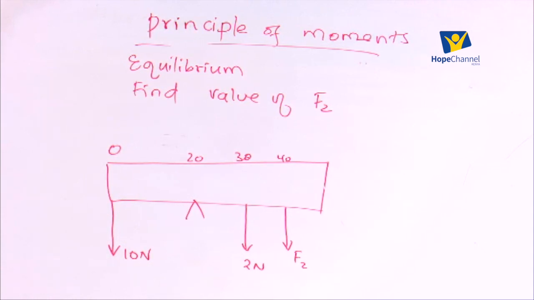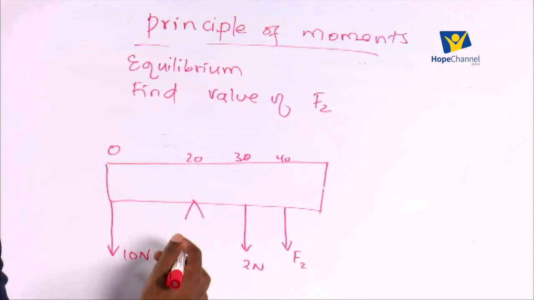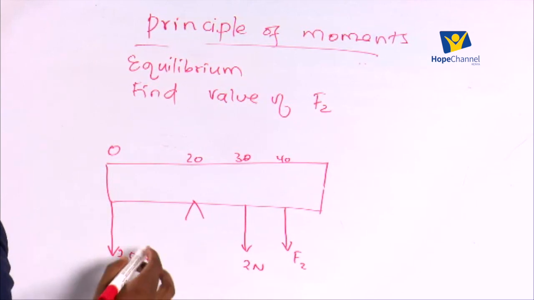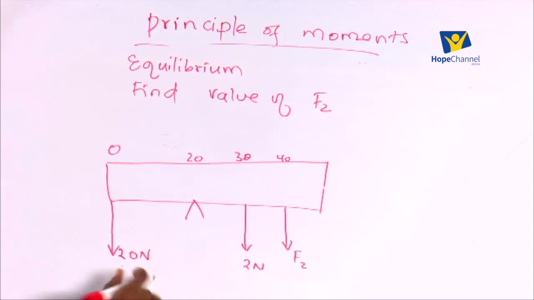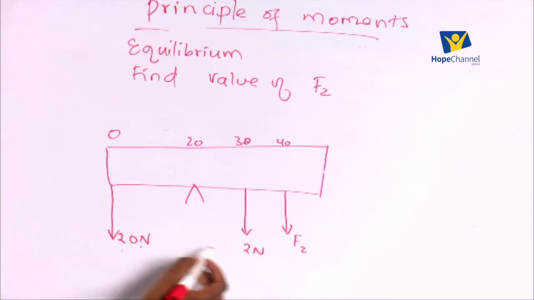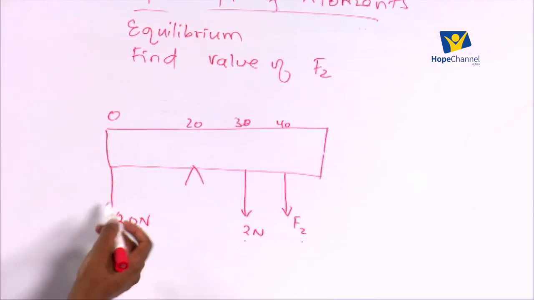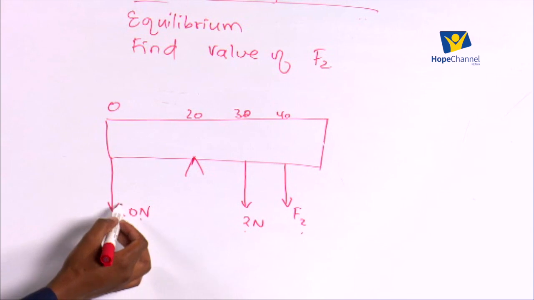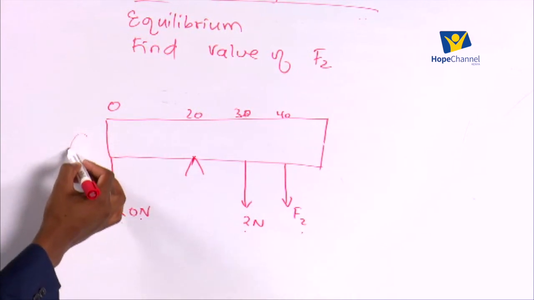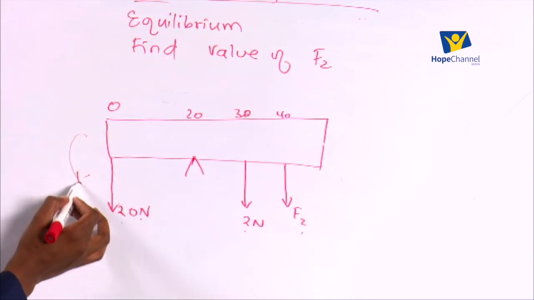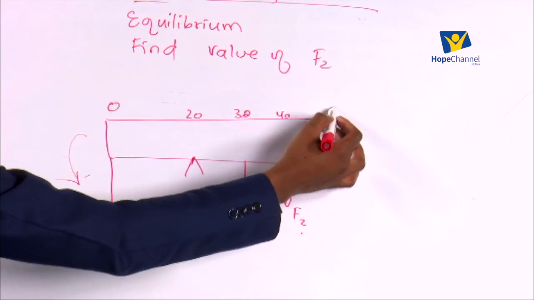So what do we do? We shall say, let this be 20 here. So we shall say that if we look at these 10 newtons and the 2 newtons and F2, about the point of support, the 10 newtons will tend to produce a rotation in this direction, in the sense that it makes this end move downwards as the other one goes up.